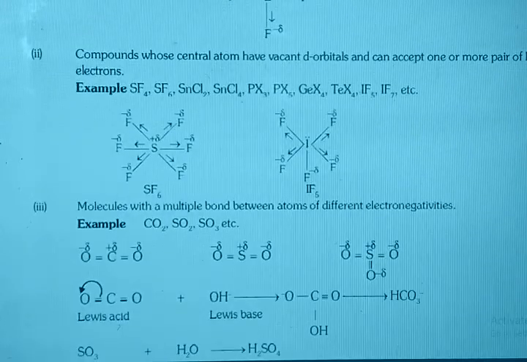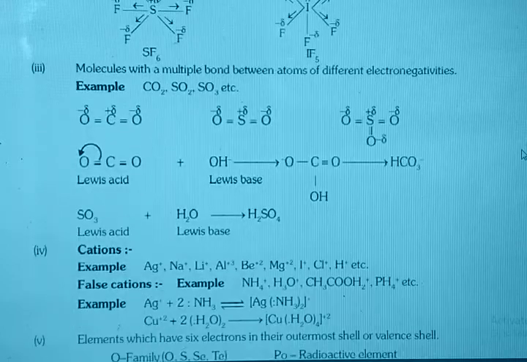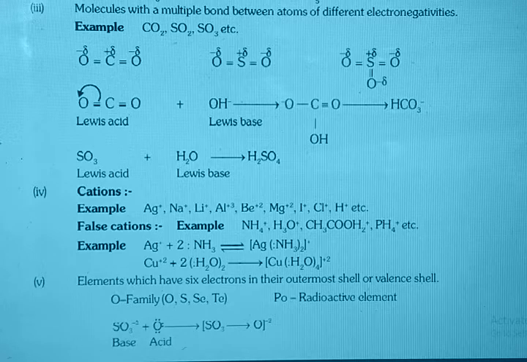Compounds whose central atom has vacant d orbitals can accept one or more pairs of lone electrons. According to coordination compounds, the central metal atom must have a vacant d orbital which can accept a lone pair of electrons, so they are called Lewis acids. Examples are SF6, IF5. Also molecules with multiple bonds between atoms of different electronegativities, like carbon dioxide, sulfur dioxide, sulfur trioxide.